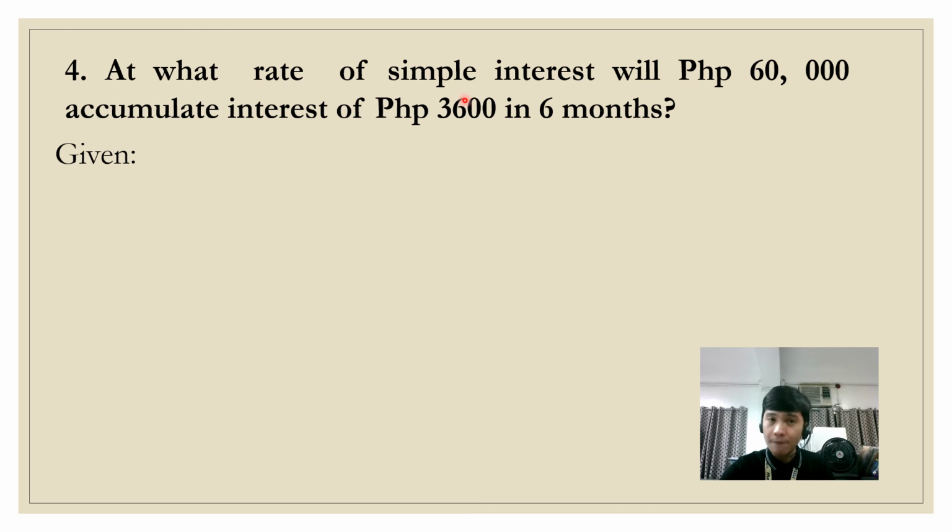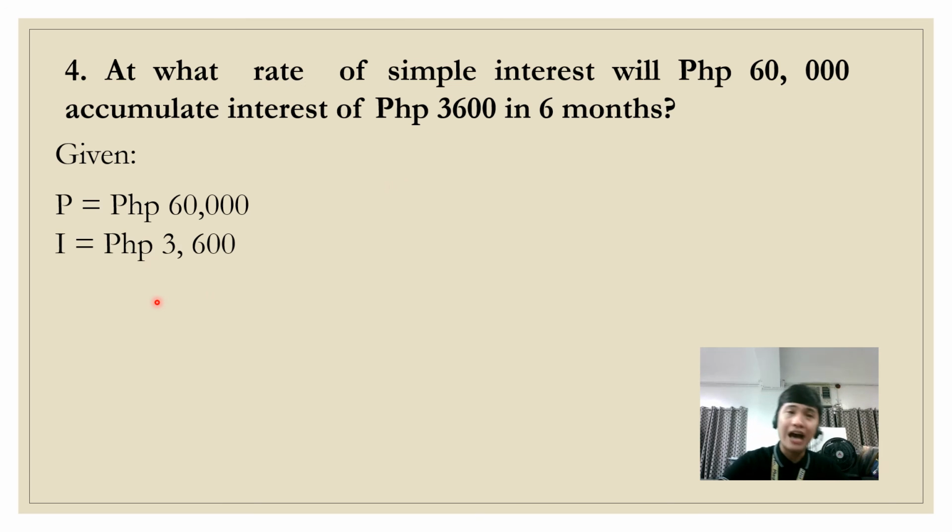Yung 60,000 daw ay nagkaroon ng interest na 3,600 pesos in 6 months. Lumalabas yung 60,000 pesos natin. Yun yung principal. So, principal or P is equal to 60,000 pesos. Yung 60,000 pesos daw ay magkakaroon ng interest na 3,600 pesos. So, yun yung I. So, I is equal to 3,600 pesos in 6 months. Sa loob ng 6 na buwan o kalahating taon, yung 60,000 pesos mo kikita ng 3,600. So, yung 6 months mo, automatically, yun yung ating time.